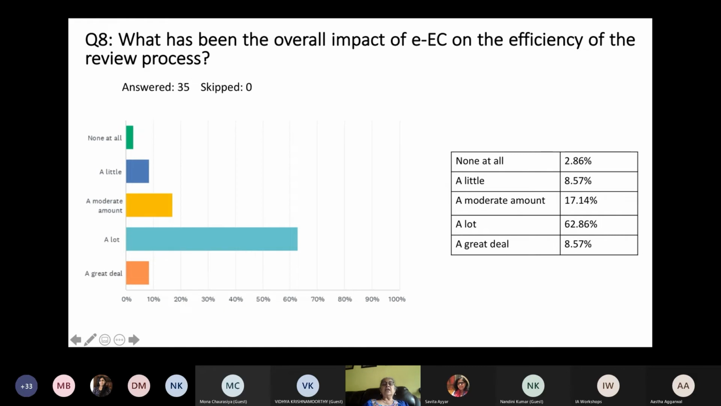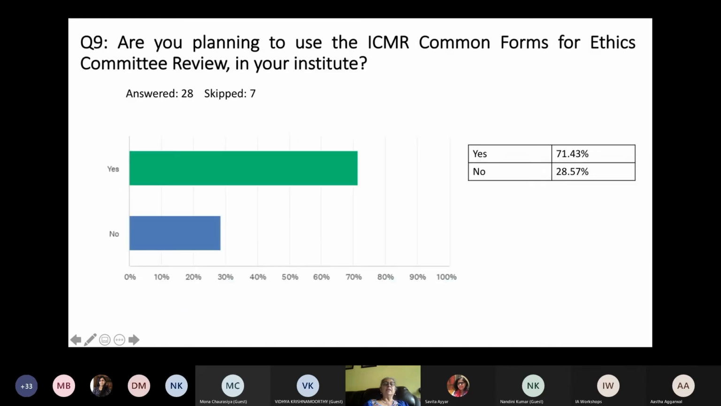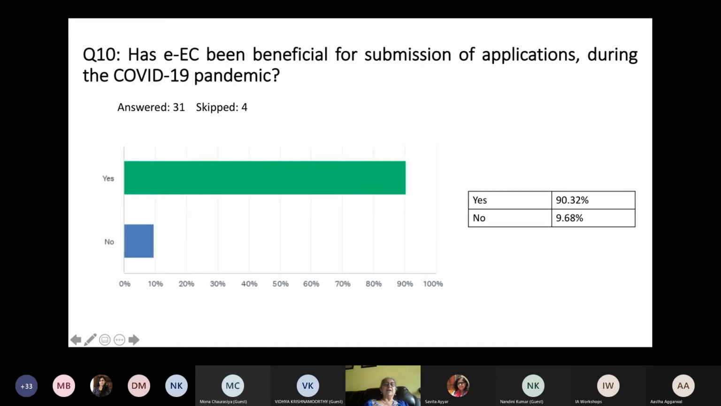The efficiency of the review process, it has been a lot as per most people. And are you planning to use the ICMR common forms in your institute? Most of them said yes, but we are still waiting for that to happen.